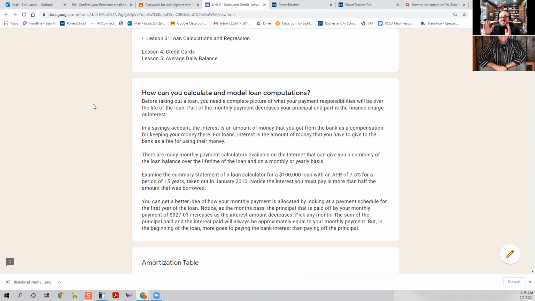Before taking out a loan, you'll need a complete picture of what your payment responsibilities will be over the life of the loan. What you may not realize is that part of the monthly payment decreases your principal, and part of the monthly payment is the finance charge, or interest.